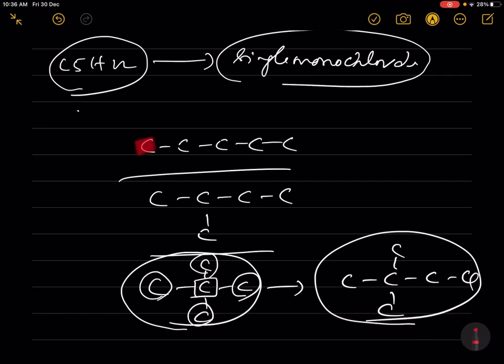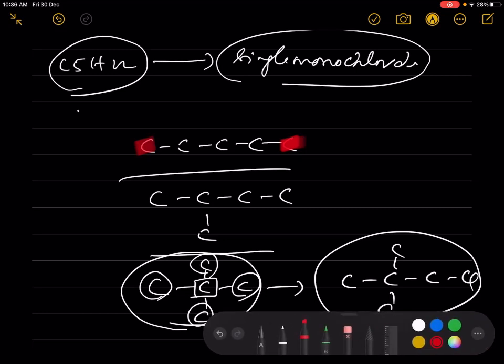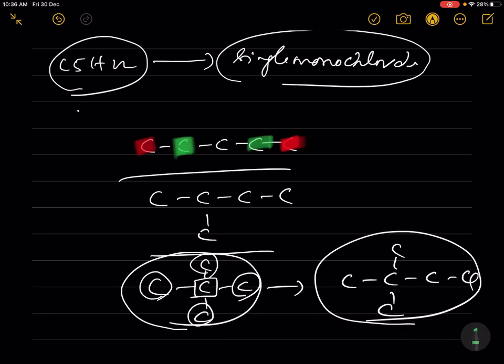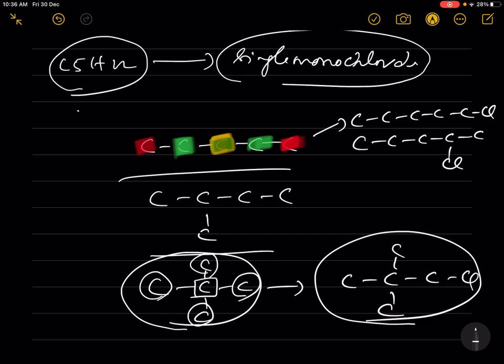then 2, then 3. You will get 3 types of monochlorides like this. But this compound gives 1 type of monochloro derivative, and this one can give 4 types, 1, 2, 3, 4. You see, I have given 4 types of signs.